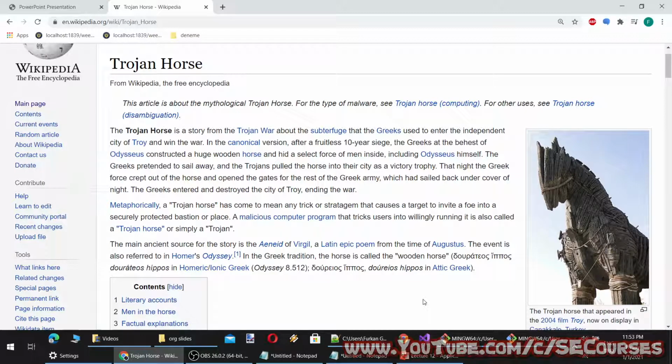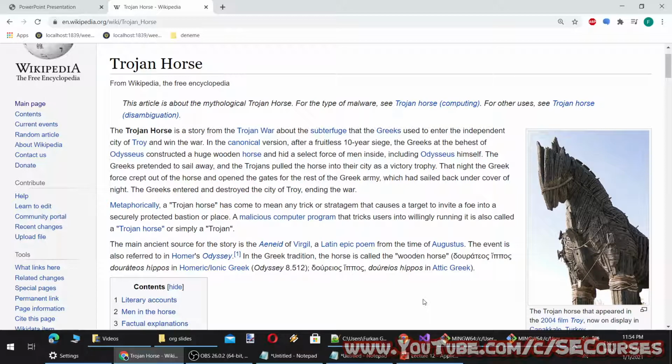The Trojan Horse is a story from the Trojan War about the subterfuge that the Greeks used to enter the independent city of Troy and win the war. In the canonical version, after a fruitless 10-year siege, the Greeks at the behest of Odysseus constructed a huge wooden horse and hid a select force of men inside, including Odysseus himself. The Greeks pretended to sail away, and the Trojans pulled the horse into their city as a victory trophy. That night the Greek force crept out of the horse and opened the gates for the rest of the Greek army, which had sailed back under cover of night. The Greeks entered and destroyed the city of Troy, ending the war.